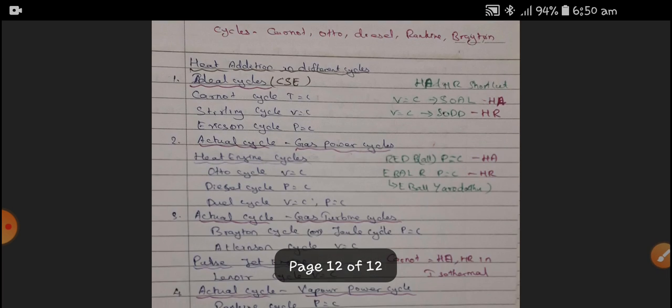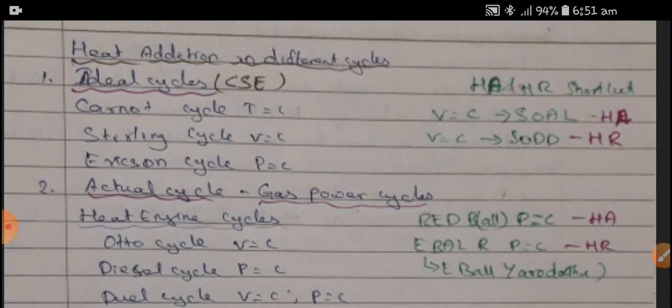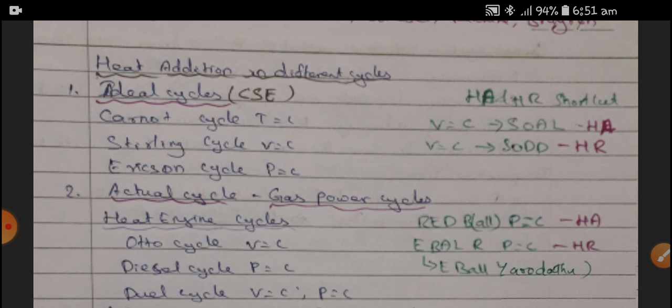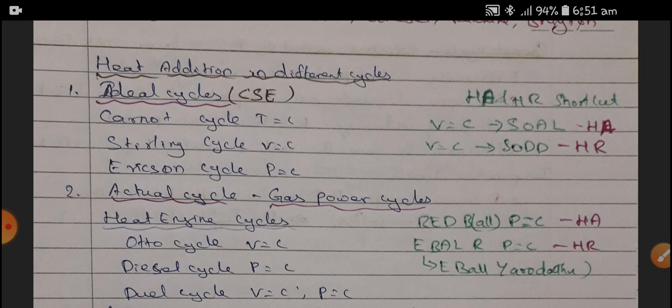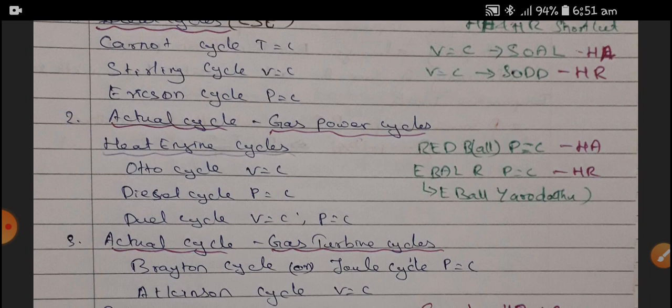So this is the summary of the cycles. As I said, among the ideal cycles, the Carnot cycle has constant temperature, the Stirling cycle has constant volume, and the Ericsson cycle has constant pressure. For actual cycles or gas power cycles, that is heat engine cycles, the Otto cycle means heat addition at constant volume. The Diesel cycle is constant pressure. The Dual cycle has both constant volume and constant pressure.